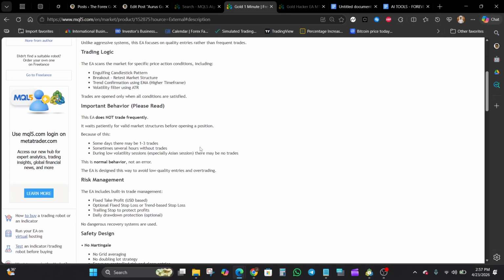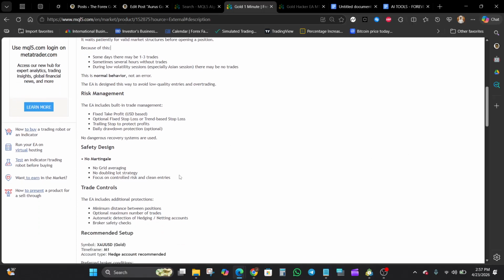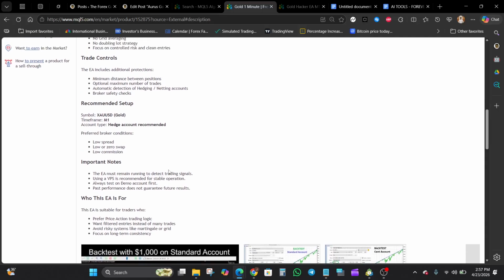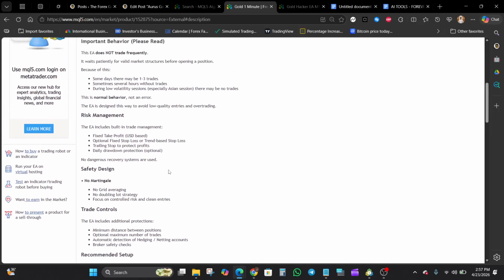And there is the higher time frame trend filter using the EMA. This is important because it prevents the EA from trading against the dominant direction. On gold, counter trend trades can get punished quickly, so this filter helps improve overall trade quality. Now, the ATR based volatility filter adds another layer. This ensures the EA only trades when there is enough movement in the market. Without volatility, even good setups can fail, and this filter helps avoid those low momentum periods.